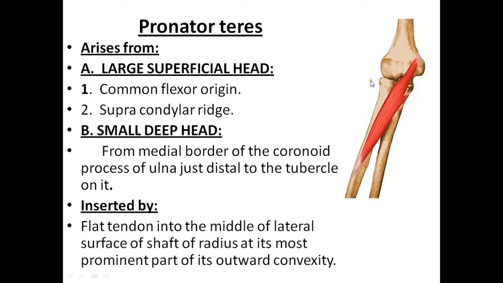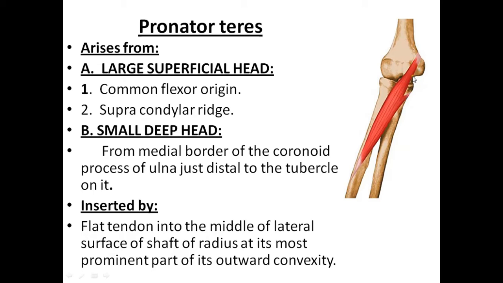Now the most lateral muscle of the anterior compartment in the superficial group is the Pronator teres. It arises again from the common flexor origin and the supracondylar ridge. Its small deep head arises from the coronoid process of the ulna. So it has two heads, a superficial larger head and a deep smaller head.